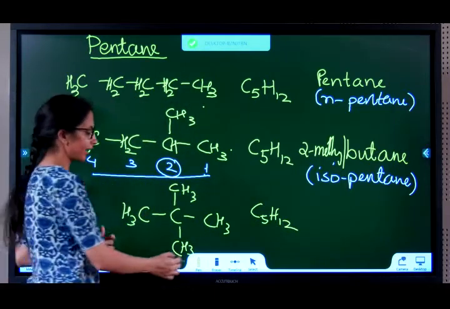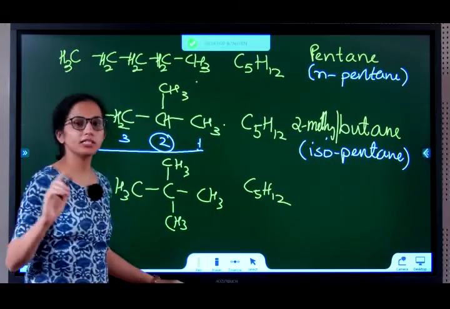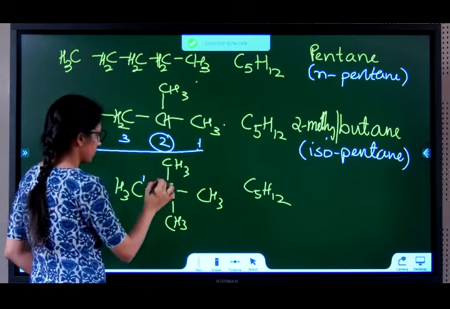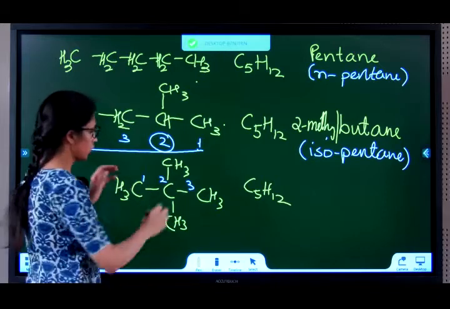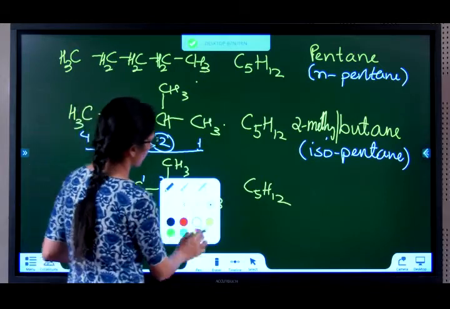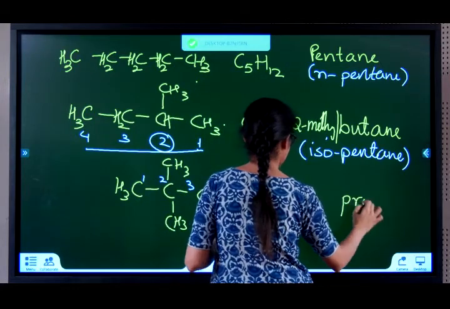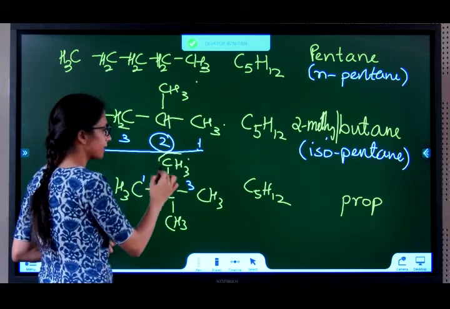But now what is the IUPAC naming of this compound? Select the longest carbon chain. 1, 2, 3. From here also 1, 2, 3. At position 2 you have 2 groups. So 1, 2, 3. Only 3. So it becomes prop. 3 means prop. At position 2 I have 1 methyl group.